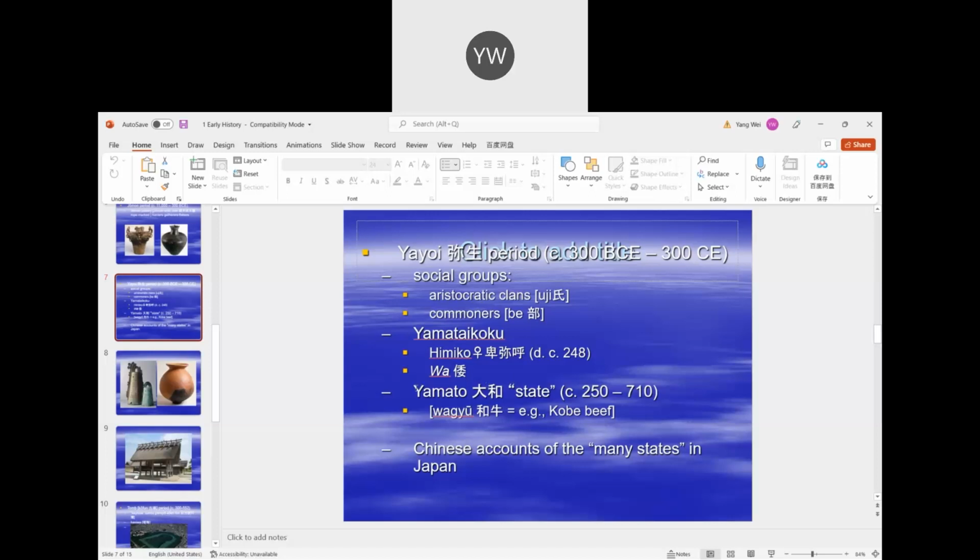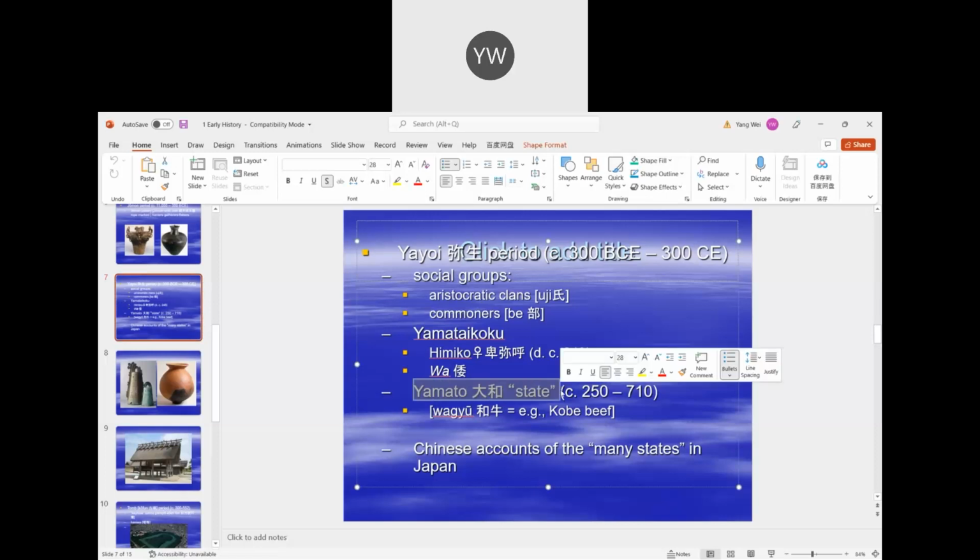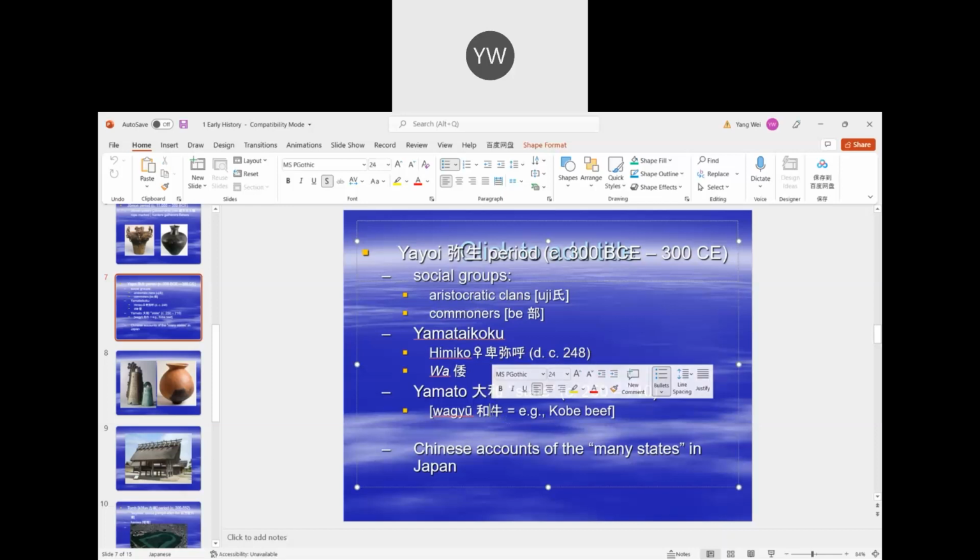But at the same time, there's also a Yamato nation or Yamato state mentioned by the Chinese sources at the time. Later the Japanese called their own nation Yamato. These are Chinese characters, which the Japanese call kanji. It literally just means a great harmony, a state of great harmony. So Yamato basically became the name the Japanese people gave to themselves.